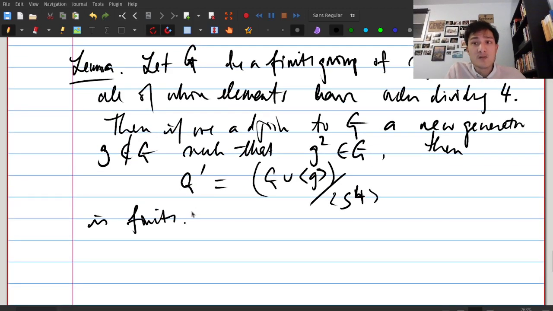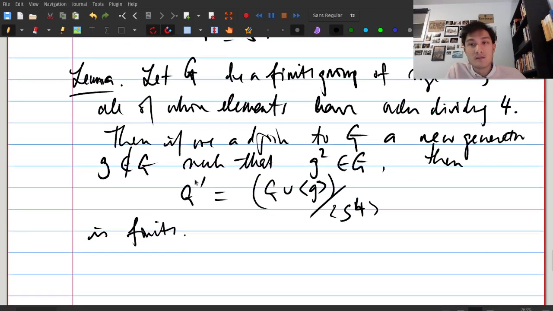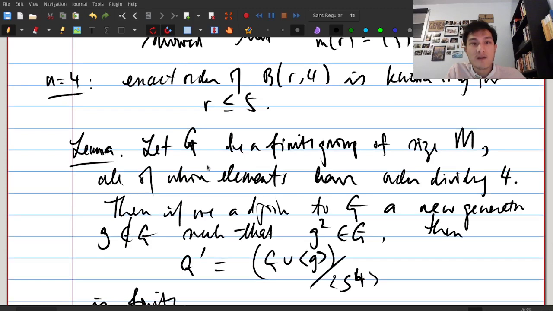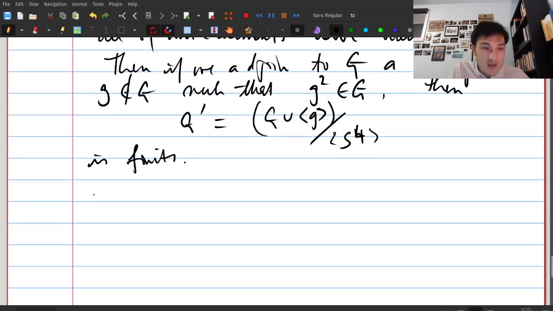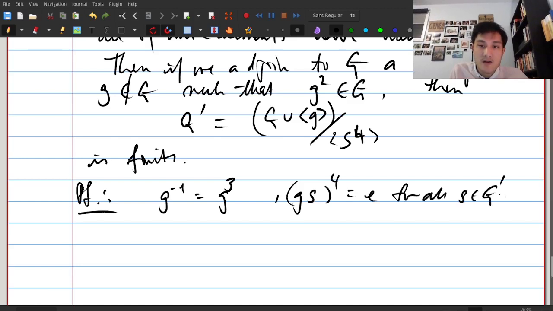Okay, so this is where really most of the work is going to be in this lemma. Then later, after this lemma is proved, it's really easy to show from here that BR4 is finite. So here's the proof of the lemma. We have G inverse equals G cubed because G to the 4 is equal to E. And of course, GS to the 4 is equal to E for all S in G prime.